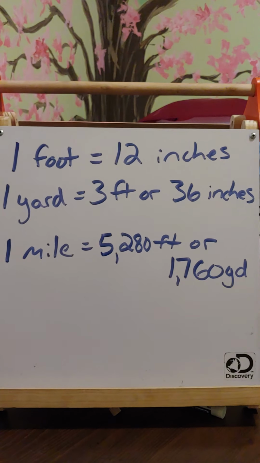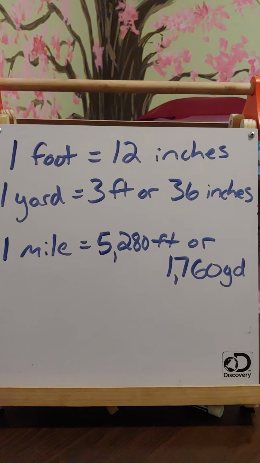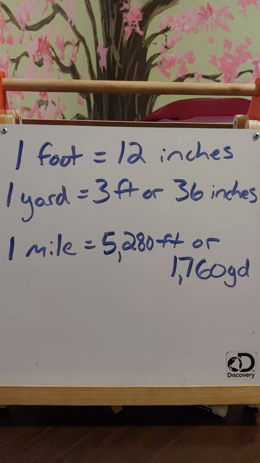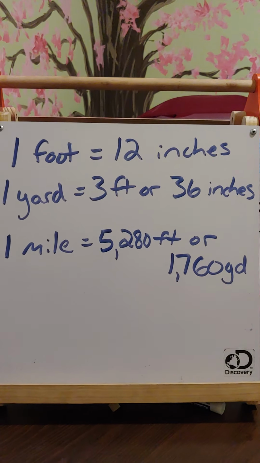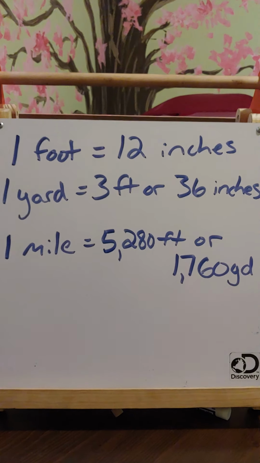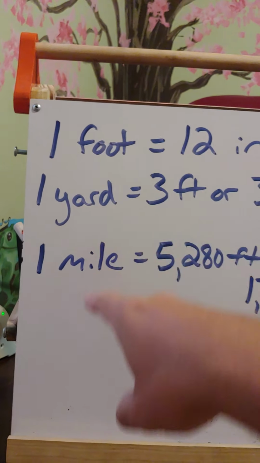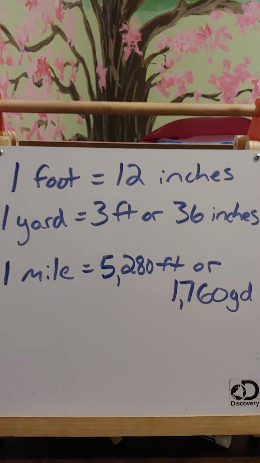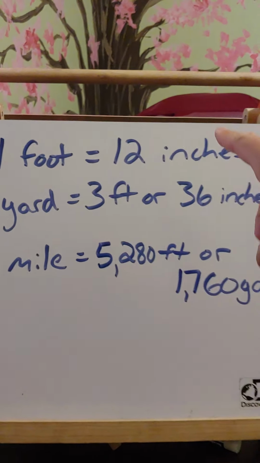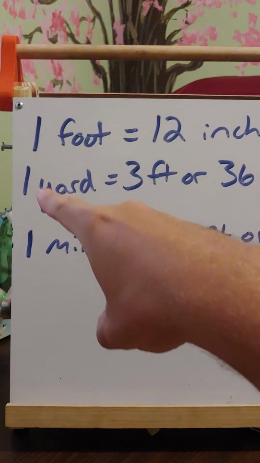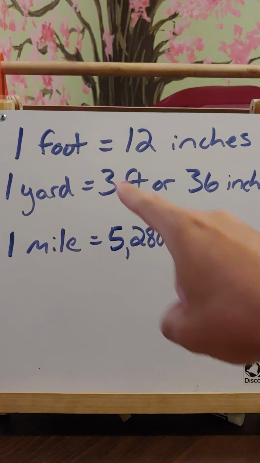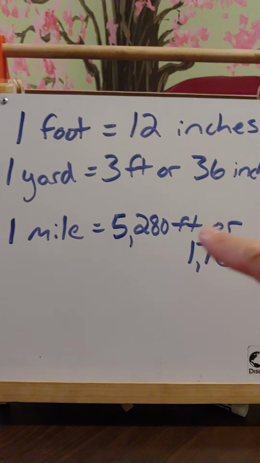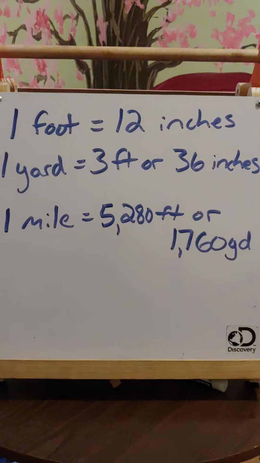1 foot equals 12 inches, 1 yard equals 3 feet, or 36 inches, 1 mile equals 5,280 feet, or 1,760 yards. Now the ones on the left are the bigger unit compared to the one on the right. Okay, so foot is a bigger unit than inch. Yard is a bigger unit than feet, and also yard is a bigger unit than inch. Mile is a bigger unit than foot and yard.